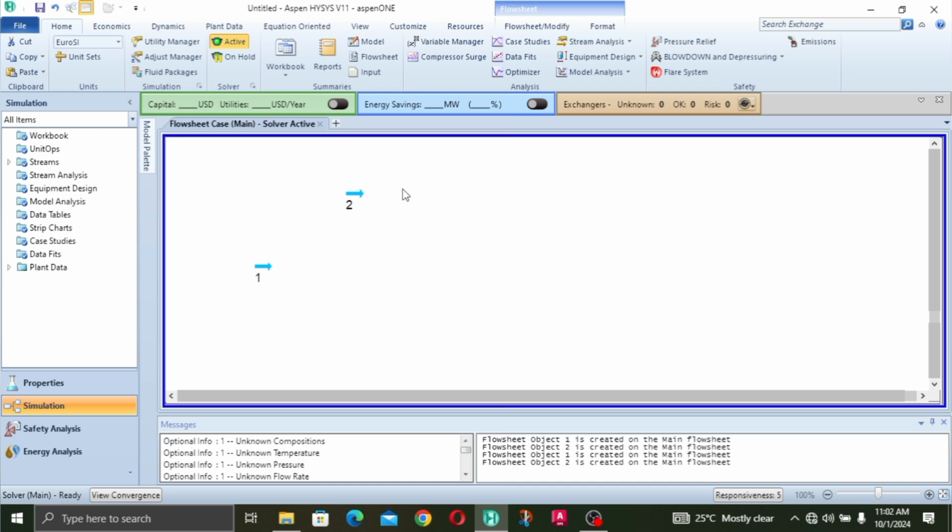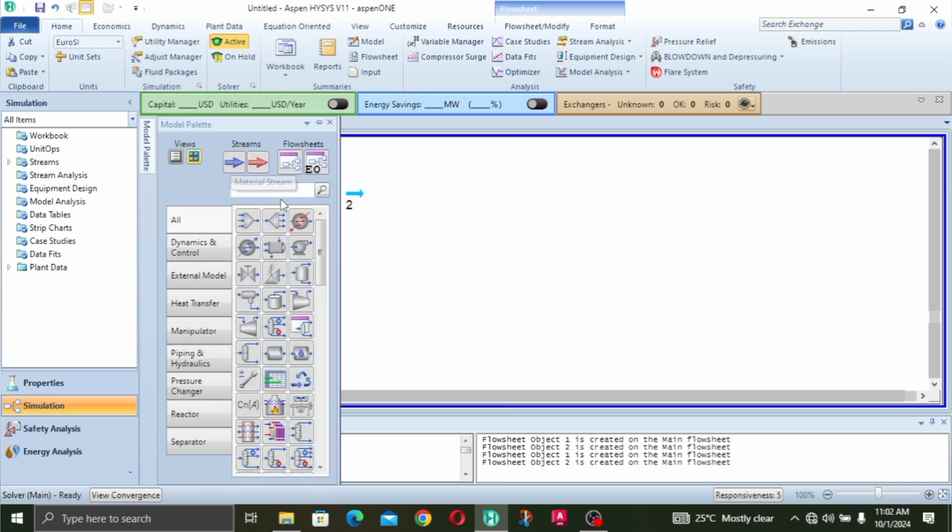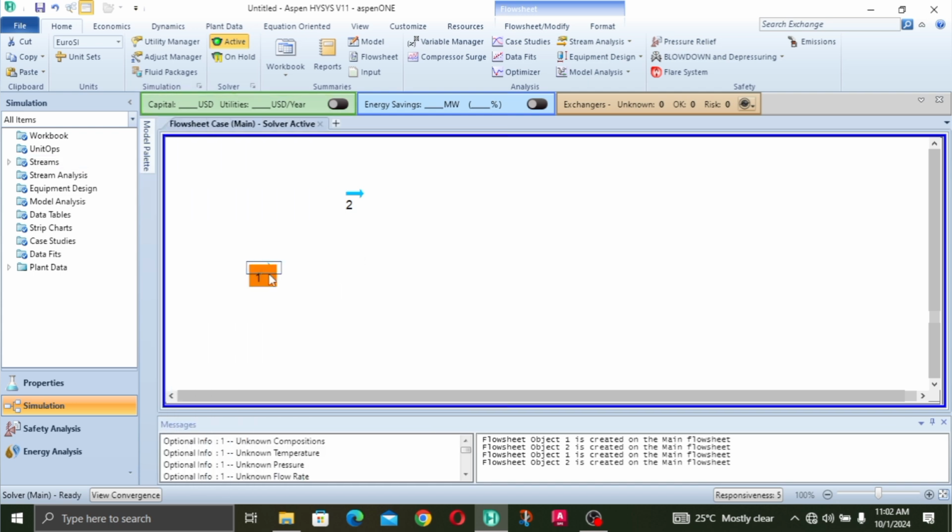So let's practicalize every single thing we've been saying. We have two streams here. Let's name this octane.